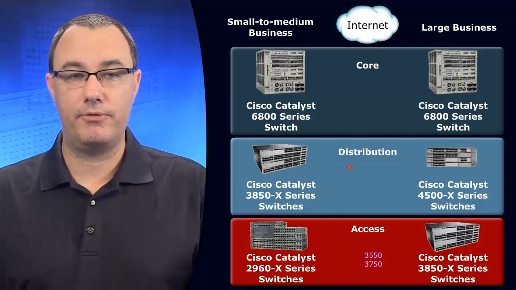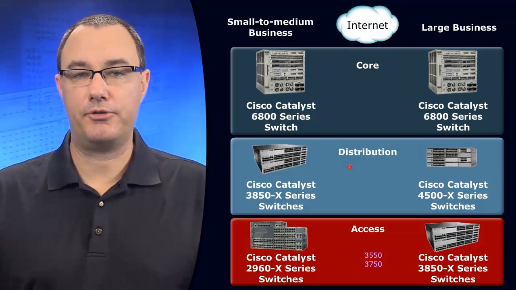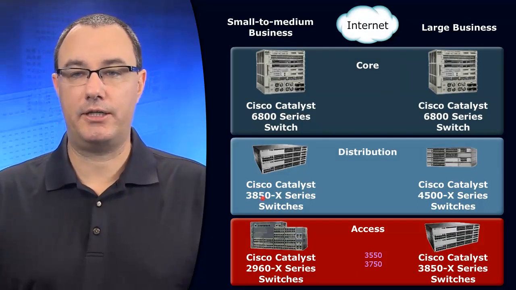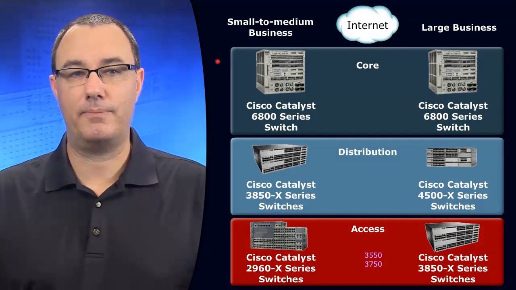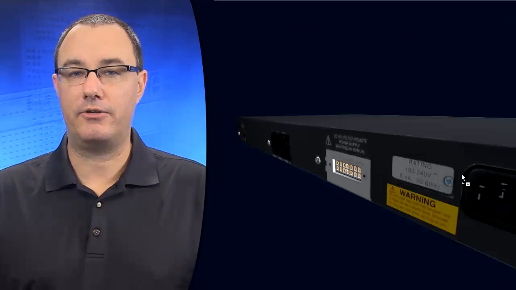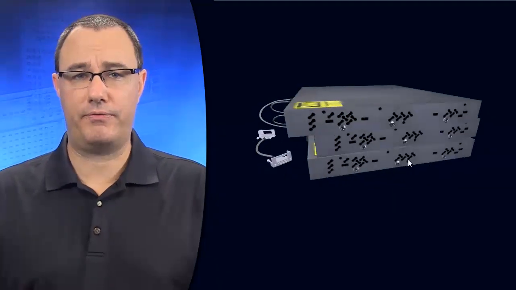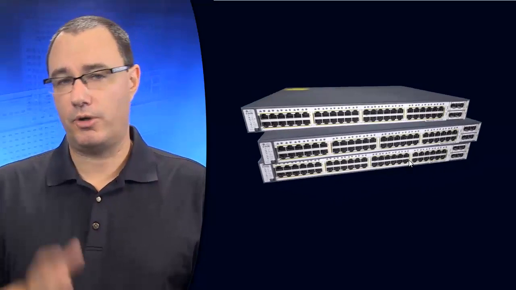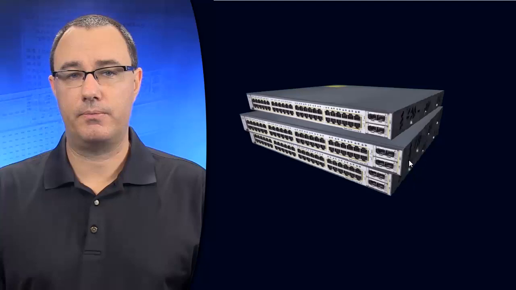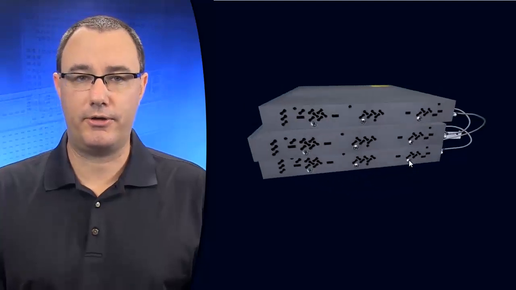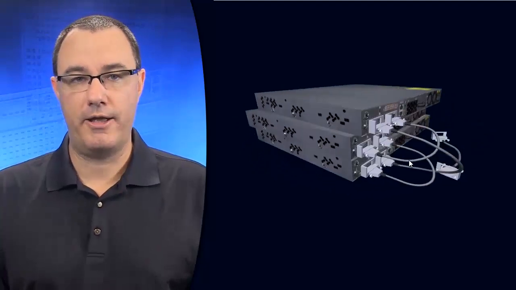Okay, moving up to the distribution layer. At the distribution layer, we might have a 3550. Well, what's the look of a 3550, and how might that be different? Well, let's go back and take a look at a 3550. And here we have a few 3550s. And they don't always have the large number of ports that you see here. They might have fewer ports.